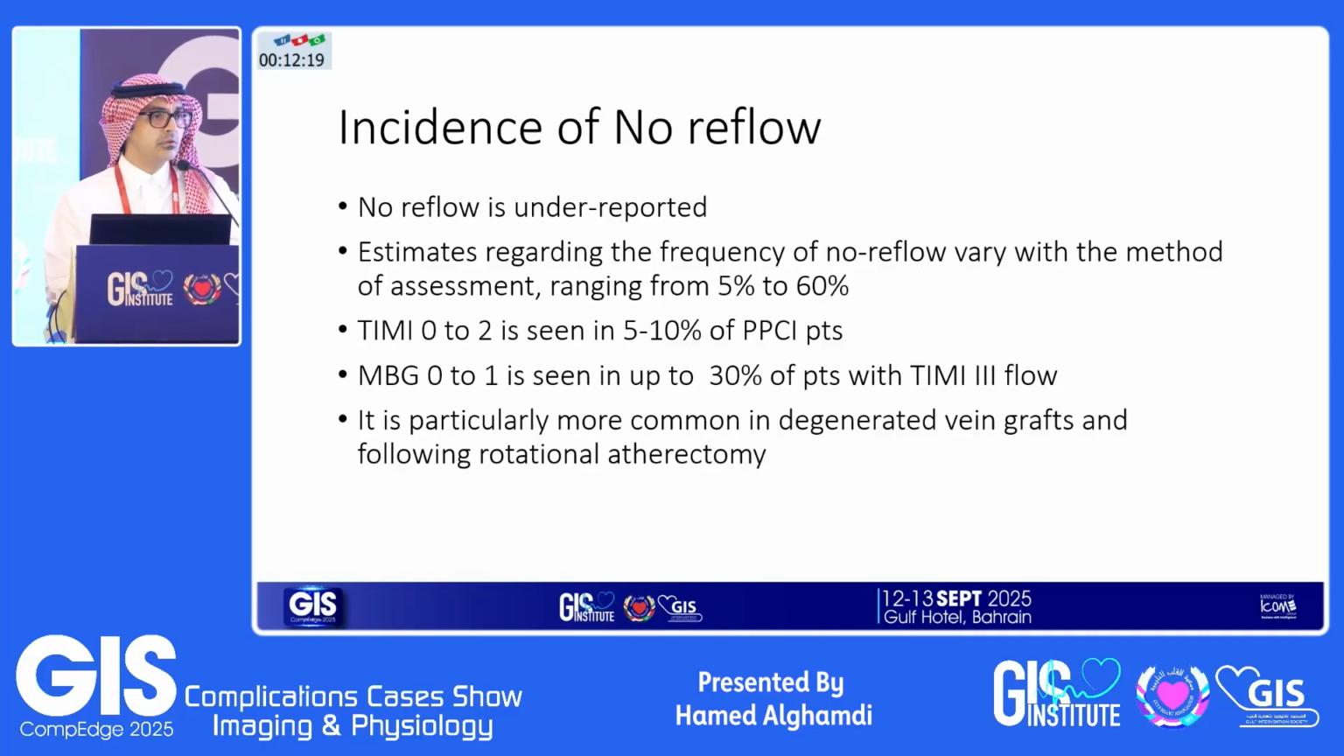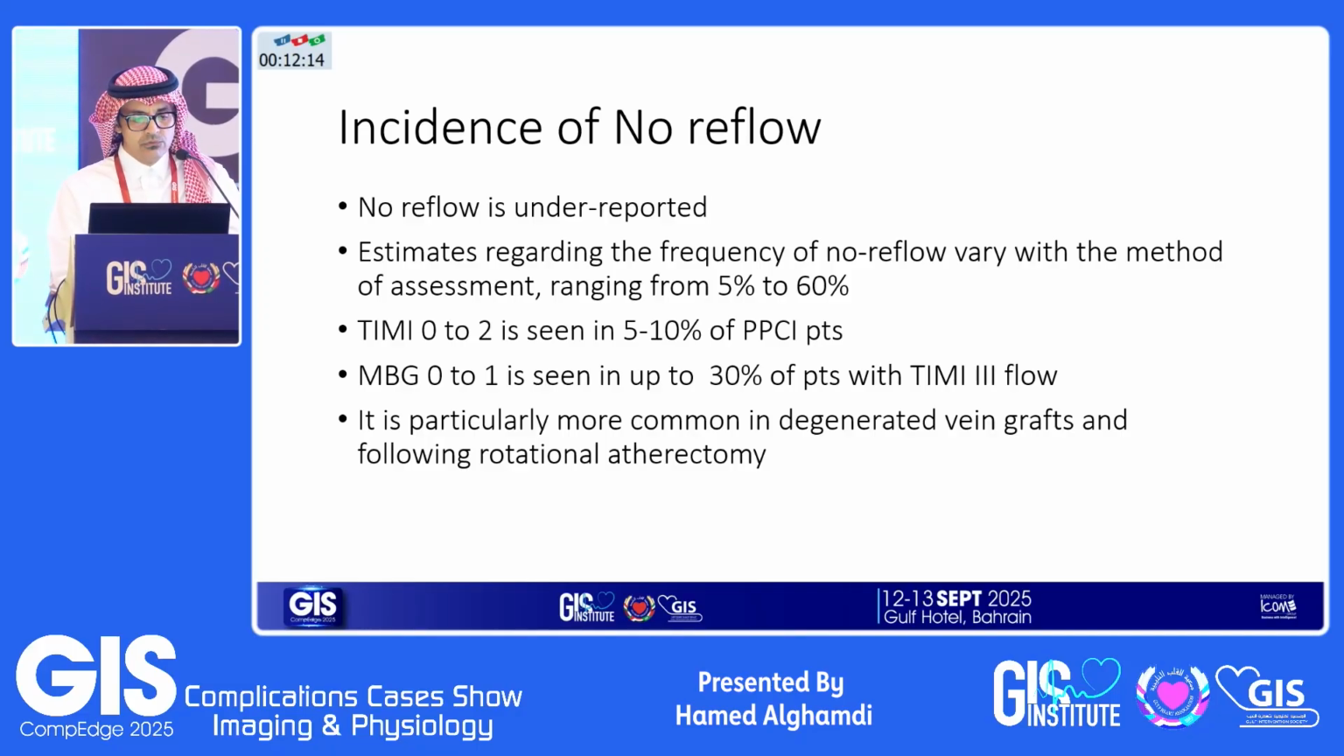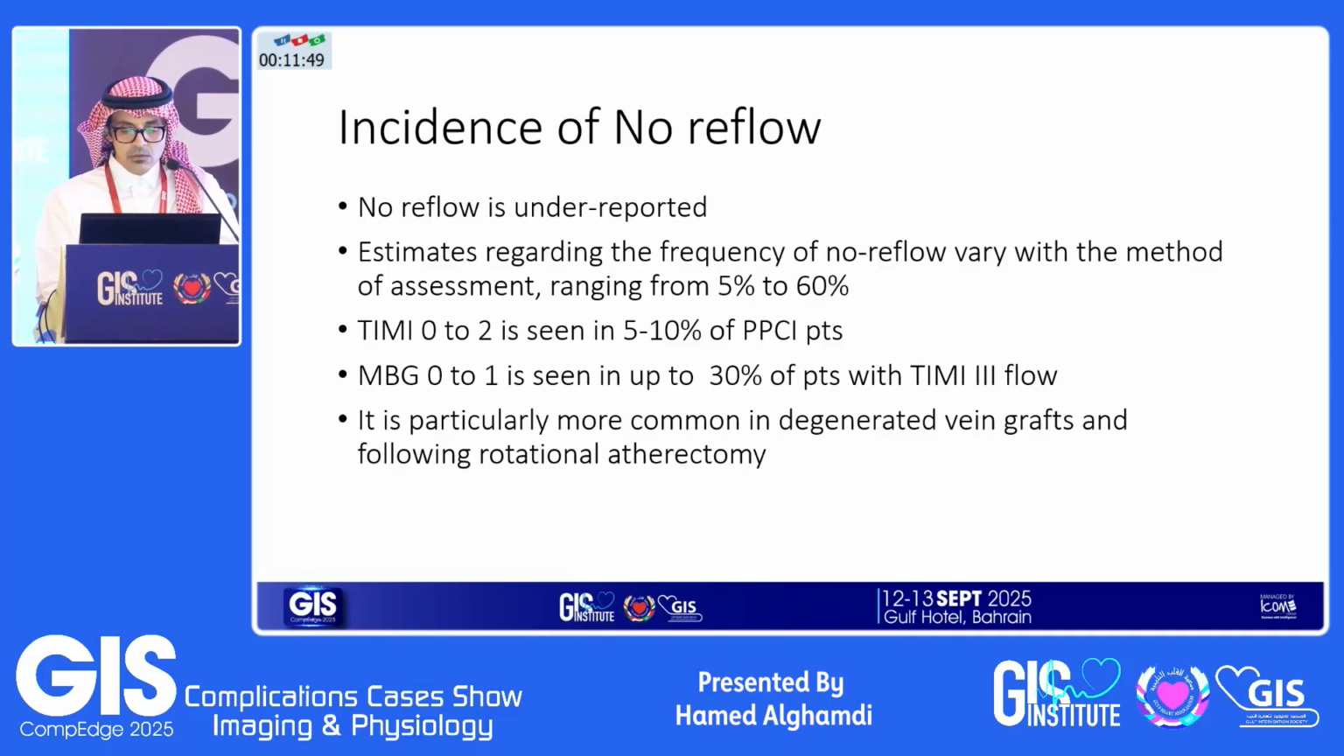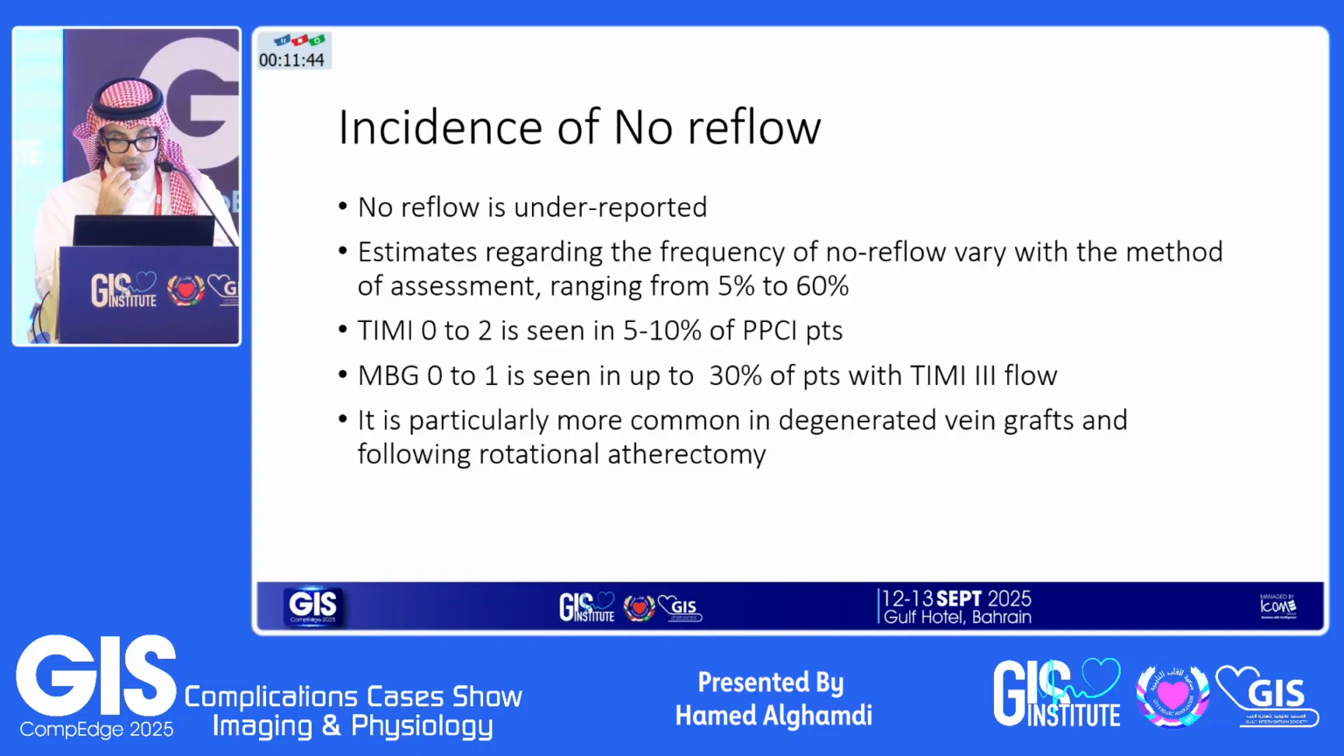You see variable incidences from as few as 5% up to 60% in some of the series. If you use TIMI 0 and 2, it's usually reported in up to 10% of primary PCI. If you use myocardial blush grade 0 and 1, it has been described to be present in up to 30% of patients, even with TIMI 3, because now we're talking about a different bed, not epicardial, but rather myocardial. It's particularly more common in degenerated vein grafts and following rotational atherectomy.